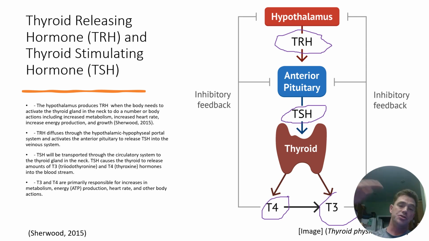So step 1, the hypothalamus releases TRH, or thyroid releasing hormone. Step 2, your anterior pituitary, which is triggered by the TRH, then releases a second hormone, thyroid stimulating hormone, which is going to go through the body to the thyroid in the neck. The thyroid is then going to release T4 and T3, which have various effects on the body, including, as the main one, regulating our metabolism, so how quickly we break down energy, or produce energy, I guess is a better word.